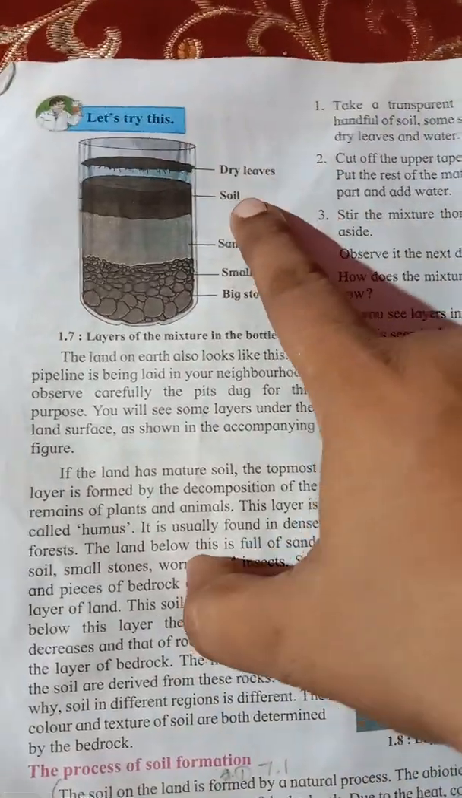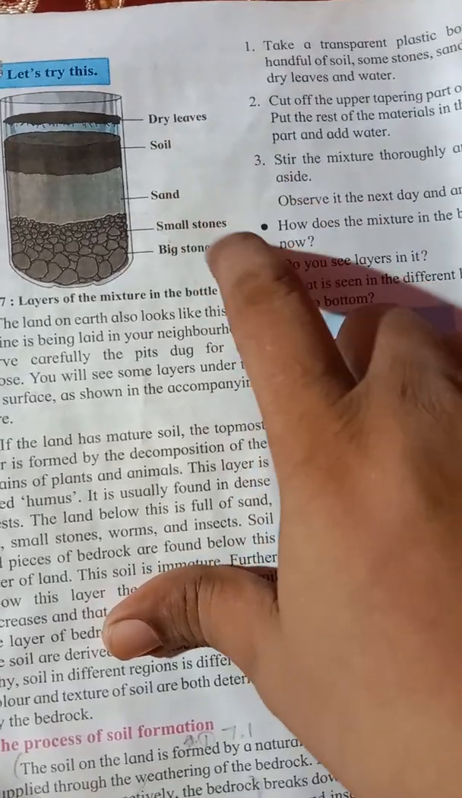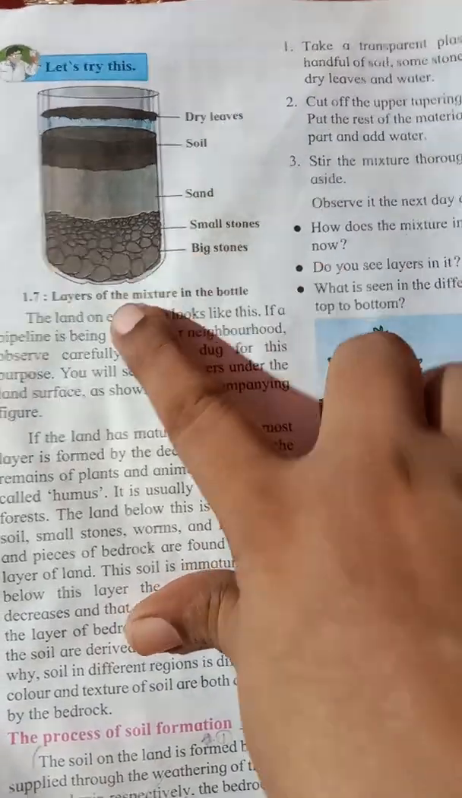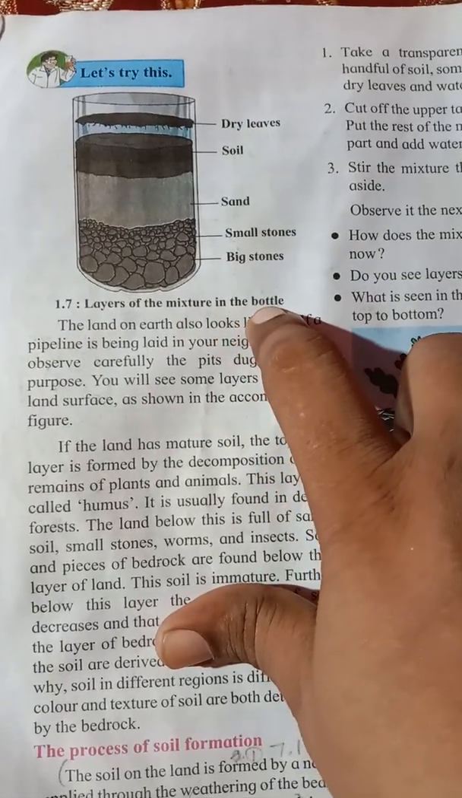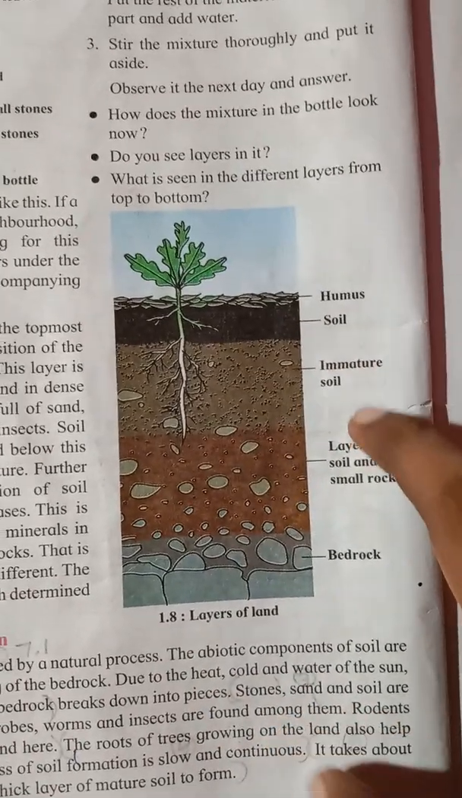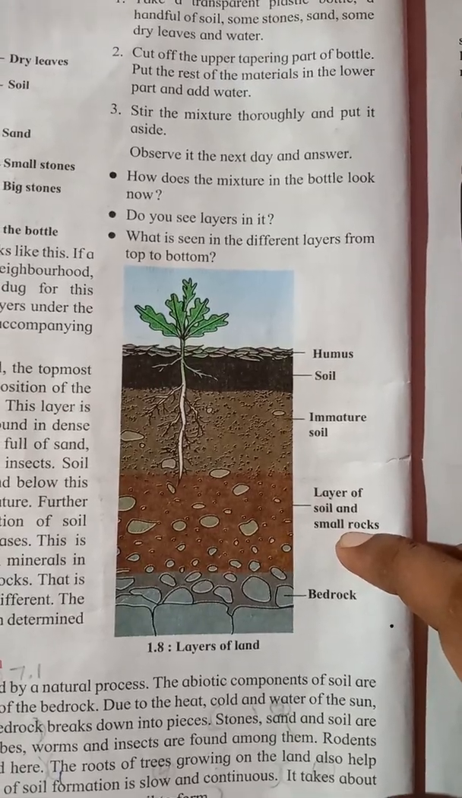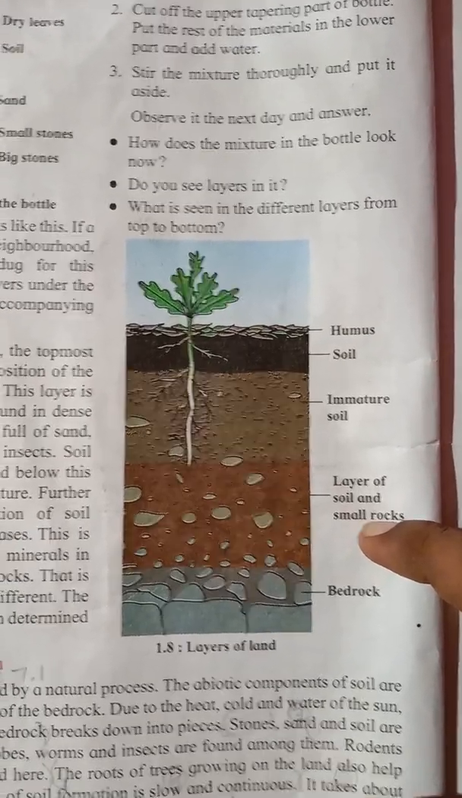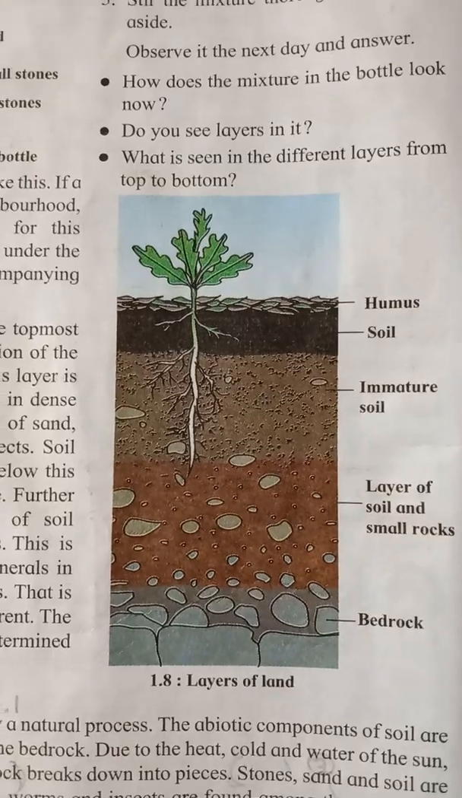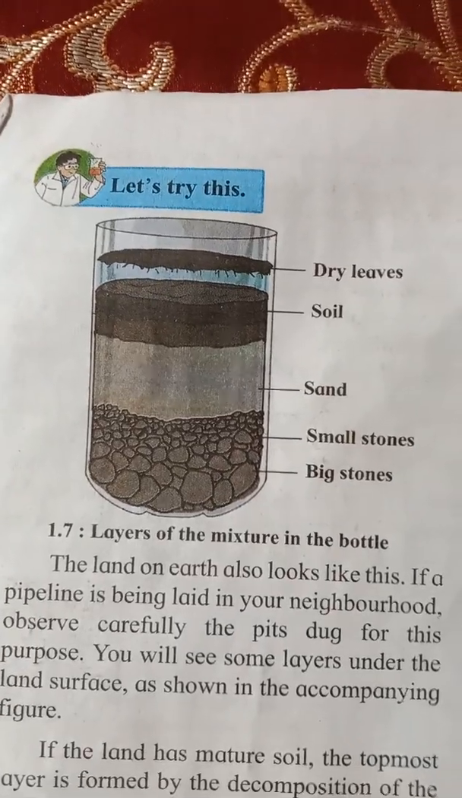We are able to make the words: land, soil, dry leaves, soil, sand, small stones. This is the layer of the mixture at the bottom. Humus soil, immature soil, layer of the soil and small rocks. So you have to draw this diagram also in your notebook. Okay.